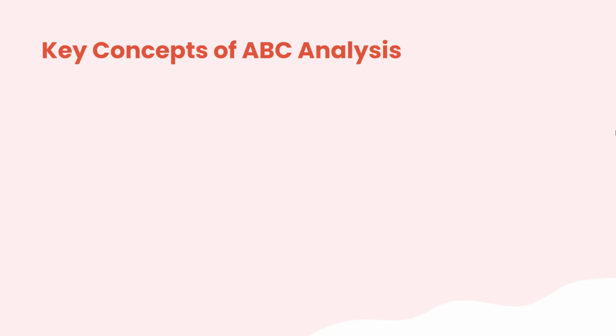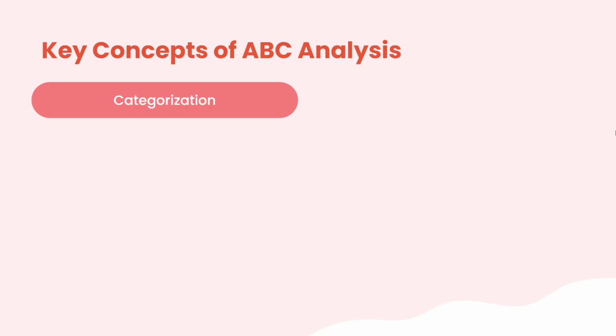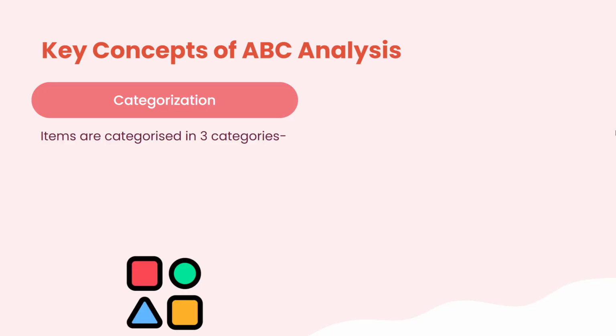What are the key concepts of ABC analysis? Number one is categorization. Inventory items are classified into three categories. A items, high value items with low sales frequency. They represent a significant portion of the overall inventory value, but a small percentage of the total sales.